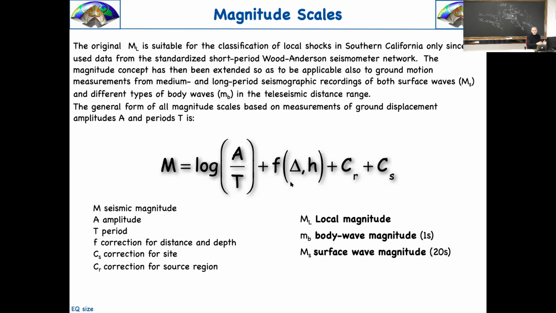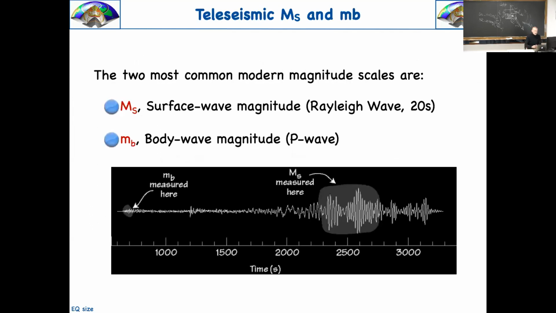But that's the definition. And to give you an example, if you want to take a recording here, you have to imagine that MB is measured with first arrivals, short period, 1 second. MS is measured with surface waves, later, usually stronger, longer period, dispersion. So different views coming from the same signal, but giving different numbers.